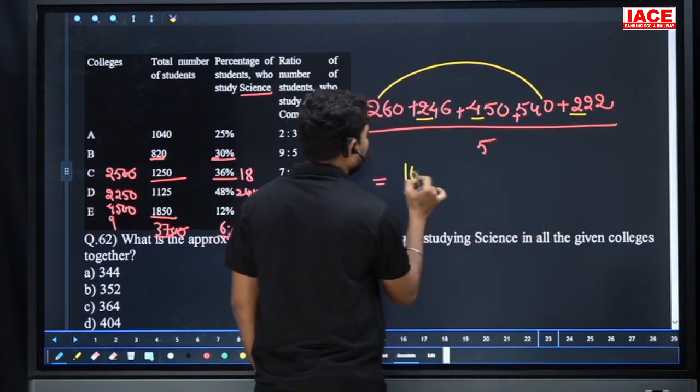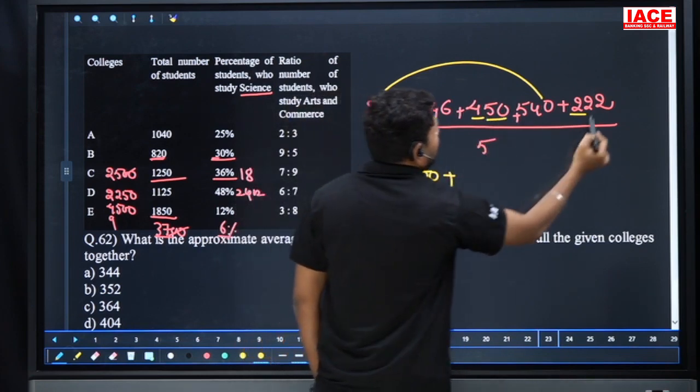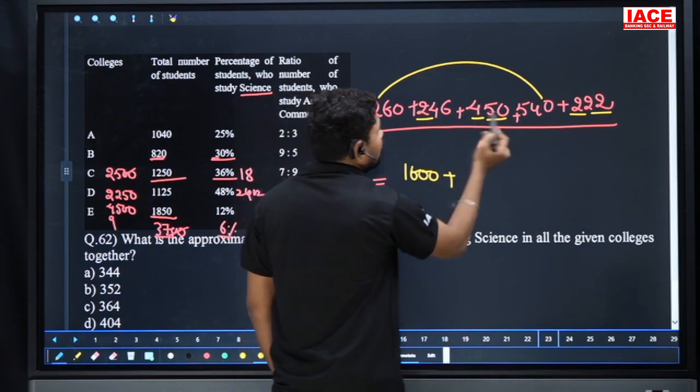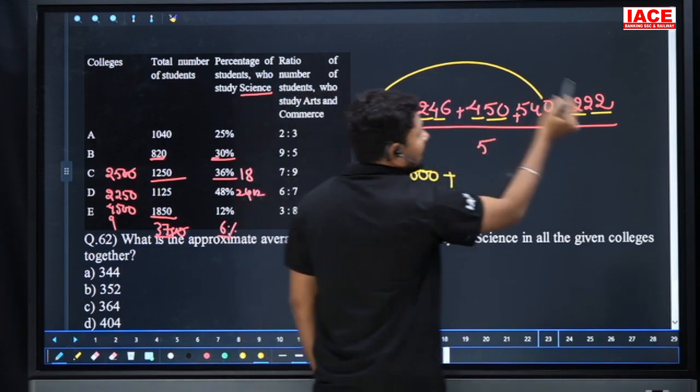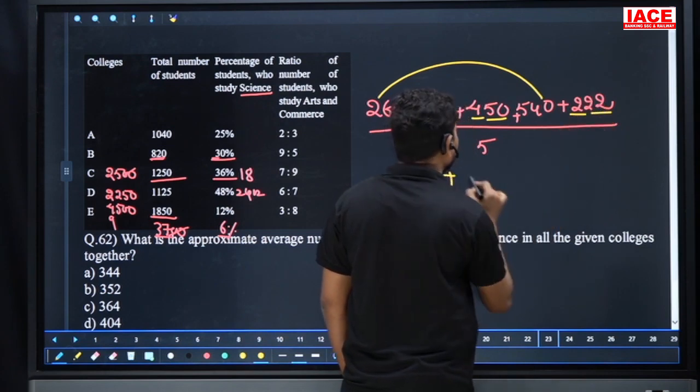Till now it is becoming how much? 1600. And extra numbers added: 50 plus 22, which is 72. Otherwise 50 plus 46, 96. 96, extra we have to take 4 from here. It is 100. 100 plus 8, it is 118.